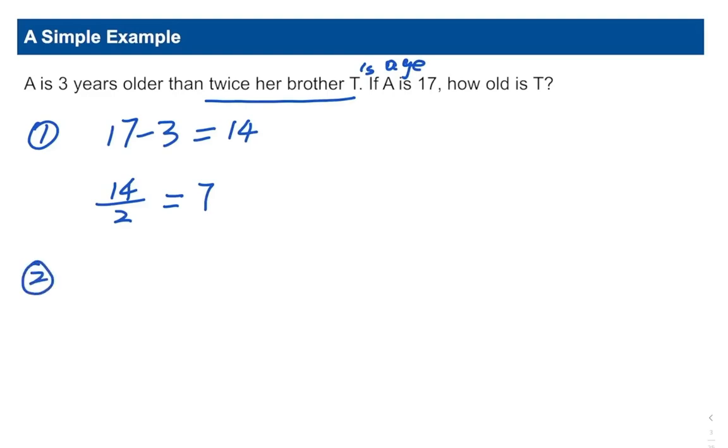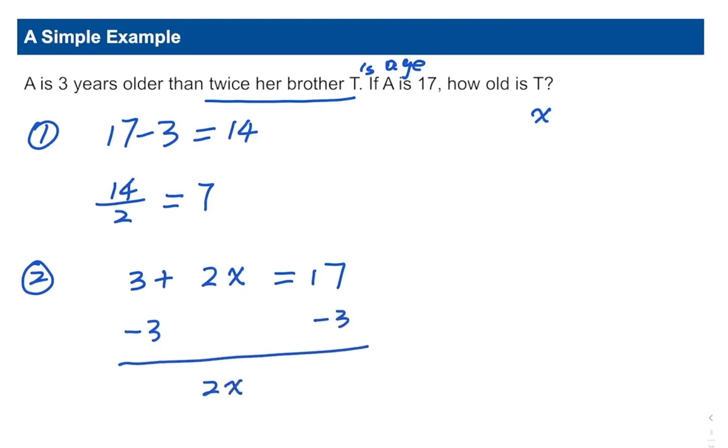What if we use the variable? Let's assume T's age is x. Then twice his age is 2x. Then 3 years older than that is 3 plus 2x. And this equals 17. Subtract 3 from both sides. We get 2x equals 14. If we divide both sides by 2, we get x equals 7.